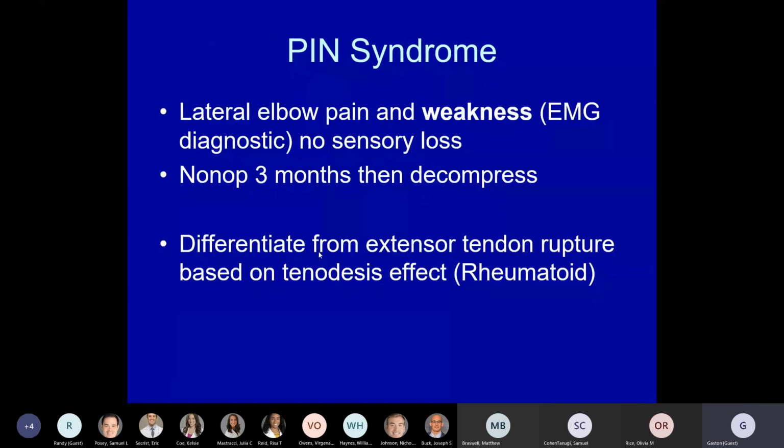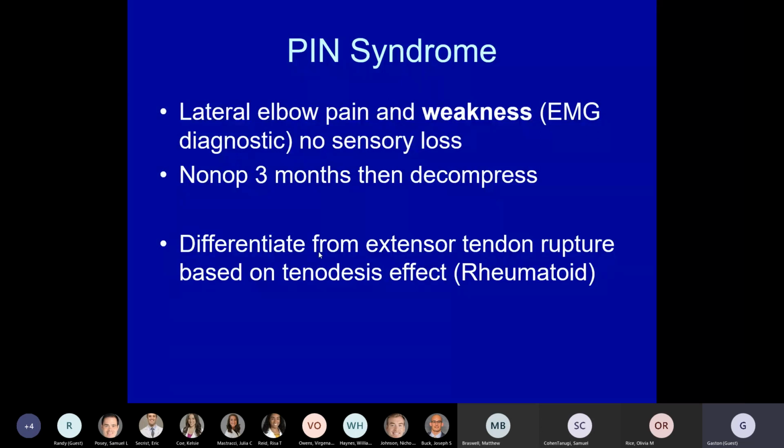PIN syndrome is very different than radial tunnel. PIN is isolated weakness of the PIN musculature. They don't tend to have any sensory component, and they may have some pain, but it's the weakness that's going to tip you off. They're going to give you an EMG that's positive. That's PIN, not radial tunnel. Watch them for 3 months, still not better, reasonable to decompress.